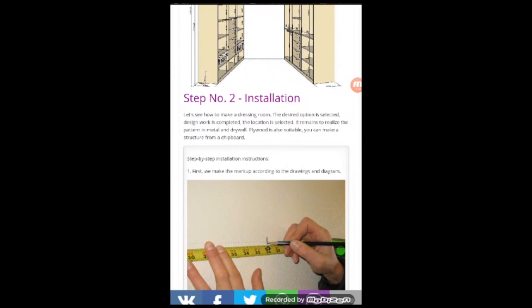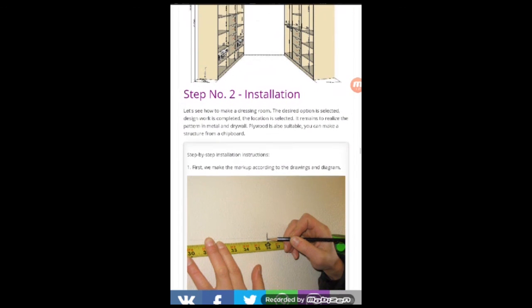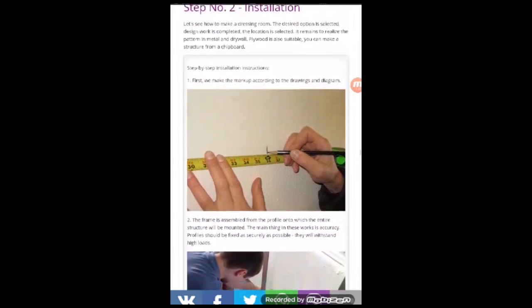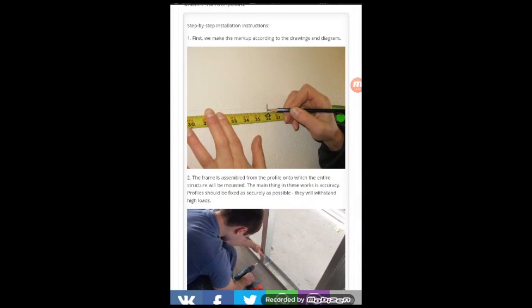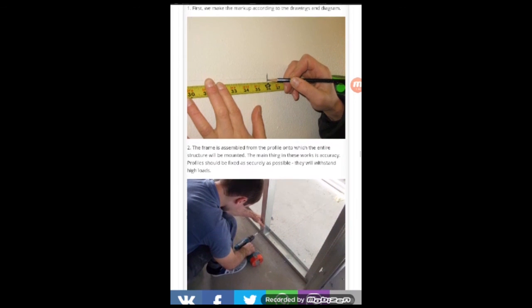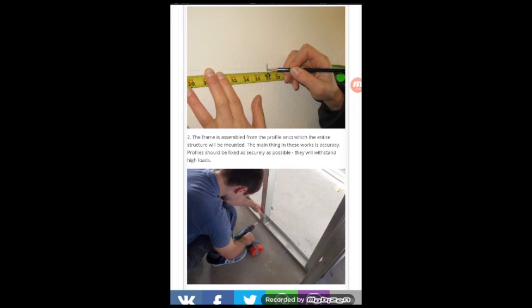Step number 1: installation. Step-by-step installation instruction. First, we make the markup according to the drawing and diagrams. Second, the frame is assembled from the profile onto which the entire structure will be mounted. The main thing in this work is accuracy. Profiles should be fixed as securely as possible. They will withstand higher loads.